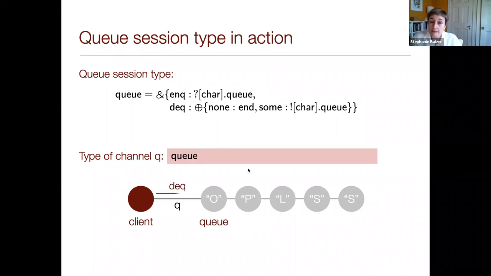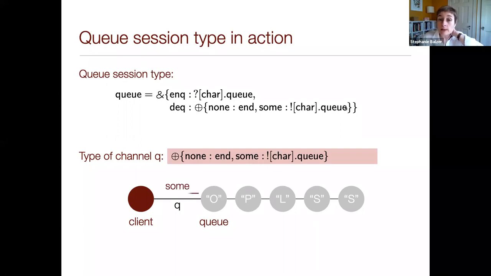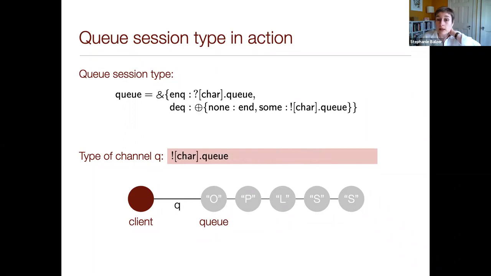Now let's imagine the client decides to dequeue as we did before. Because of that dequeue, the type changes to an internal choice where the queue will tell the client whether it's empty or not empty. Here, clearly the queue is not empty, so the queue will send back the label sum. After that point, the type changes to !character Q, which means that the queue will have to dequeue the character O from the queue, which it is going to do. And after that exchange, the channel Q goes back to being of type Q.